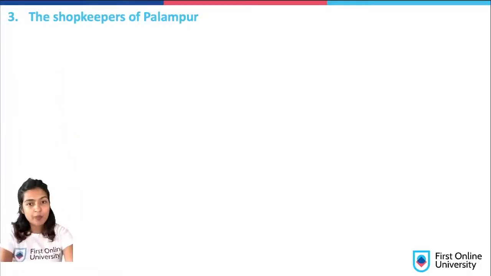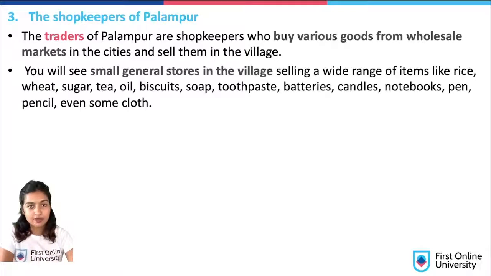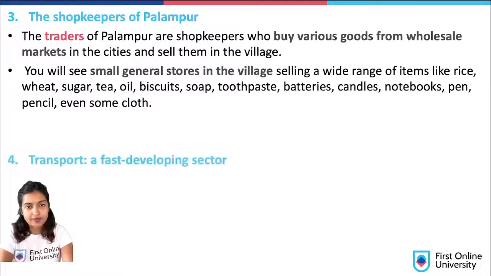Next we have the shopkeepers that you and I see on a daily basis. So like I've said, the traders at the village Palampur, they are the shopkeepers. So what do they do? They buy various goods from wholesale markets in the cities and finally sell them in the village. Like I've told you, you'll have small general stores around you selling toothpaste, stationery items, batteries, notebooks, pens, etc.